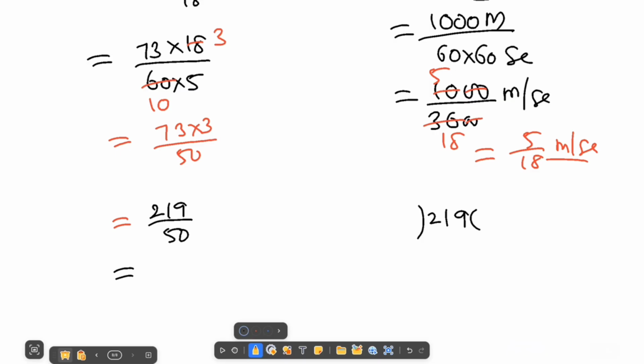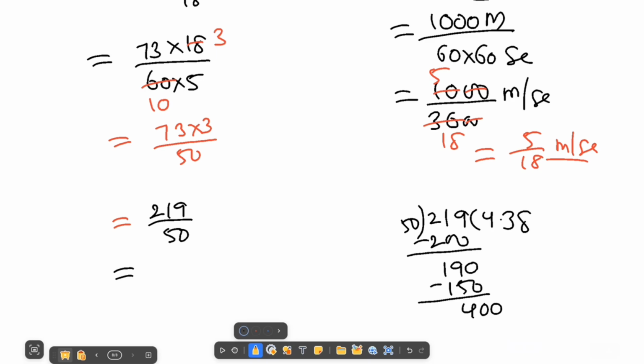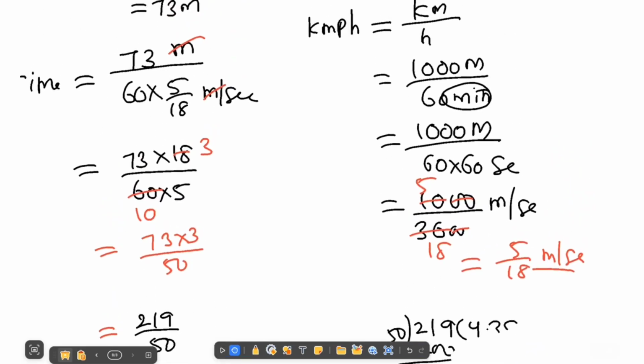219 with 50. 5 4s are 200. 19. If you put point, 5 3s are 150. So 40, it becomes 5 eights. So 4.38 seconds. So it will take 4.38 seconds to reach the accident area. Now let's see the next question. What is the next question?